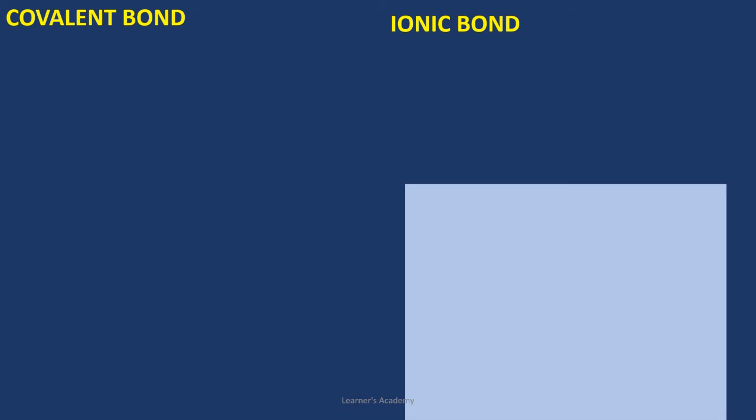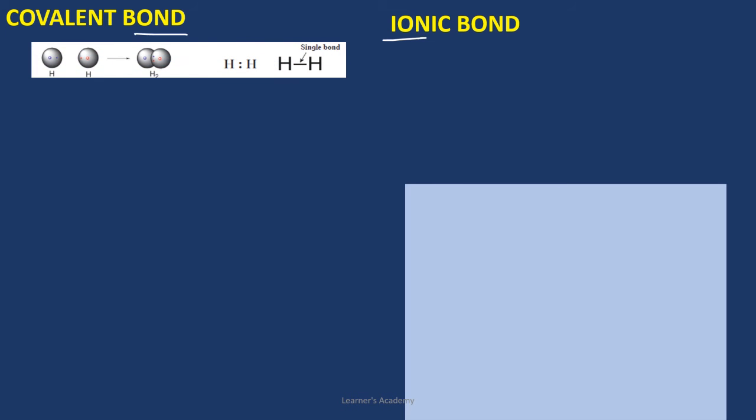What is the difference between a covalent bond and an ionic bond? Before I start, I want to show you a picture. This is a hydrogen atom, and there is a sharing of electrons. Hydrogen has one electron in the outermost shell, and it will share it with another hydrogen atom with a similar electron, and together they complete the octet. There will be a single bond because each hydrogen is sharing one electron with the other.